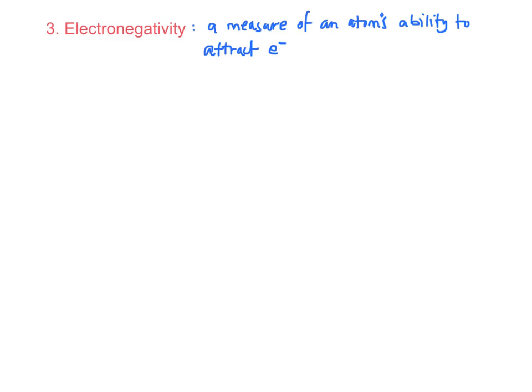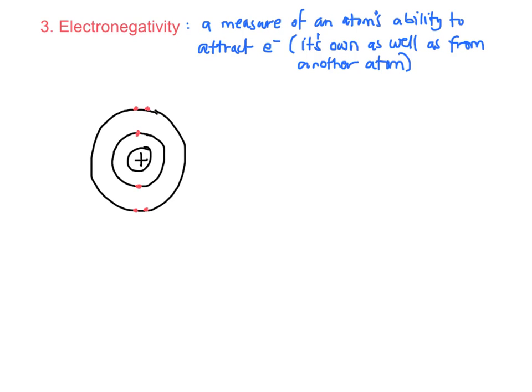Electronegativity is a measure of an atom's ability to attract electrons. And we're talking about not only its own electrons, but electrons from another atom. So just like with the other trends, there are a couple of things that will affect something's electronegativity. One of them is the number of protons in the nucleus, the charge on the nucleus. And the second is how far away the electrons, either the ones they already have or the space for new electrons, are from the nucleus.